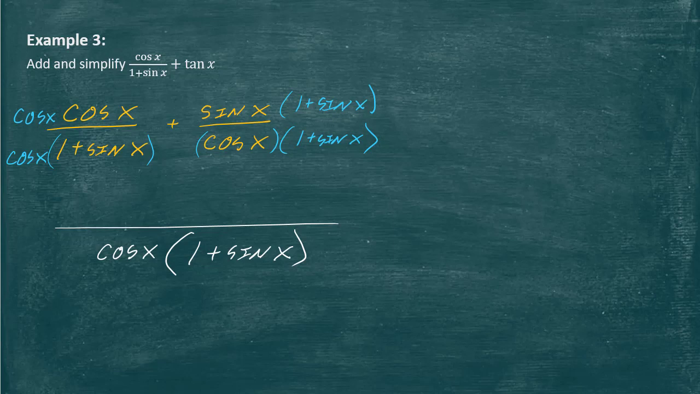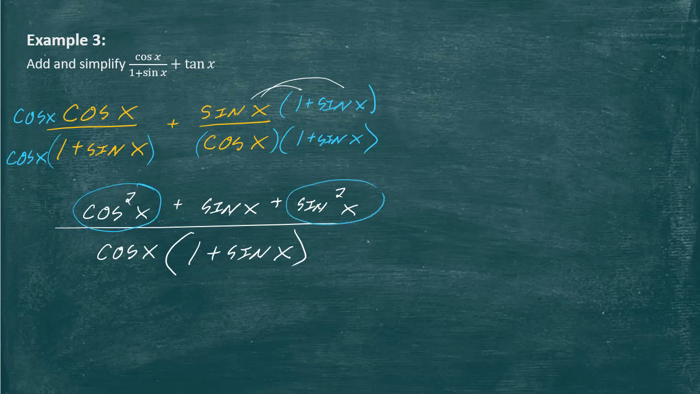If we figure out what those things on top would be, cosine of x times cosine of x for the first fraction would give me cosine squared of x. And if I distribute the sine of x through the 1 and the sine, sine of x times 1 is sine of x, plus sine times sine should give me sine squared of x. Now I'm hoping we see the cosine squared plus the sine squared, those two things right there. If I combine them, that is one of those Pythagorean identities, which will turn into a 1.